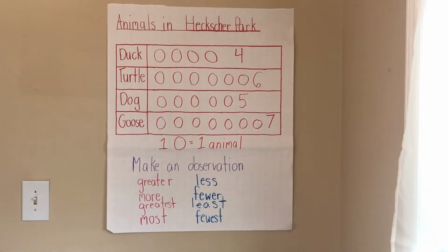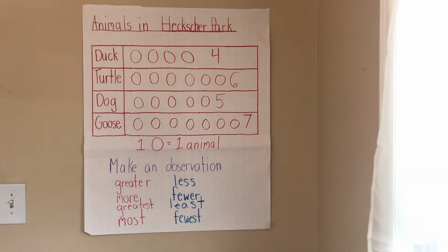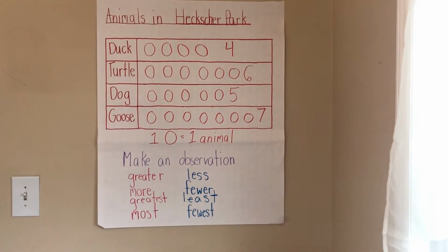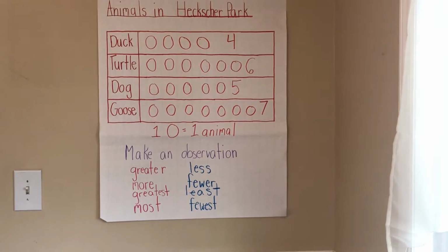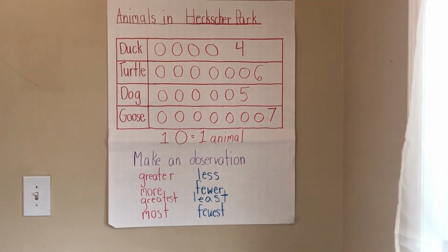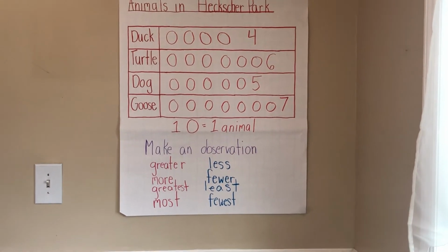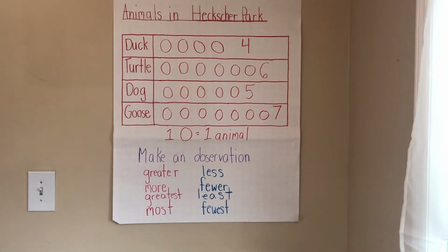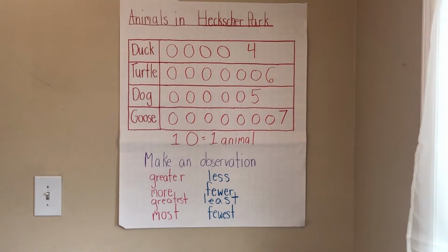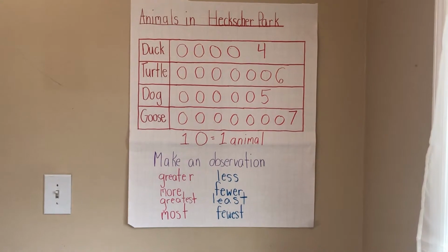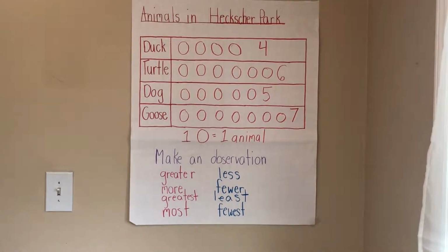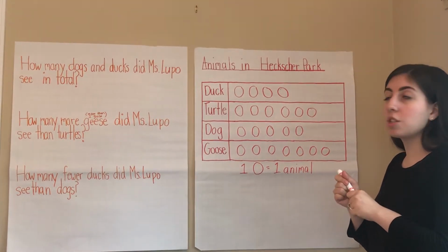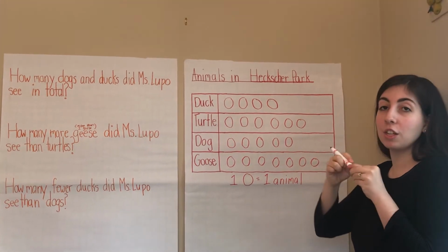On your homework sheet, jot down 2 observations about our graph. What do you notice about the graph? Don't forget to use a comparing word. They are greater, less, more, fewer, greatest, least, most, and fewest. Pause the video and write down your answer. Don't forget to write your totals on your picture graph. It helps you with answering questions.